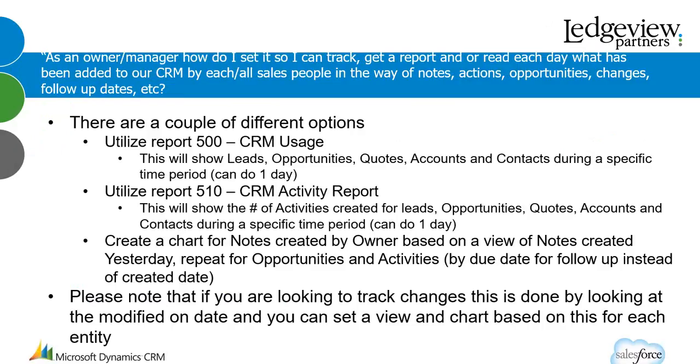Another option is to create a chart for notes. So one of this person's examples was trying to figure out how many notes were created by specific salespeople each day. So if you create a chart for notes by owner and create a view to associate that of just notes created yesterday, that will show you a chart of how many notes were created for each person in the system for yesterday. You can do this for opportunities. You can do it by activities, but I recommend doing it by due date, and that'll act as your follow-up instead of created date. And then this can be put into a dashboard after you create the charts.